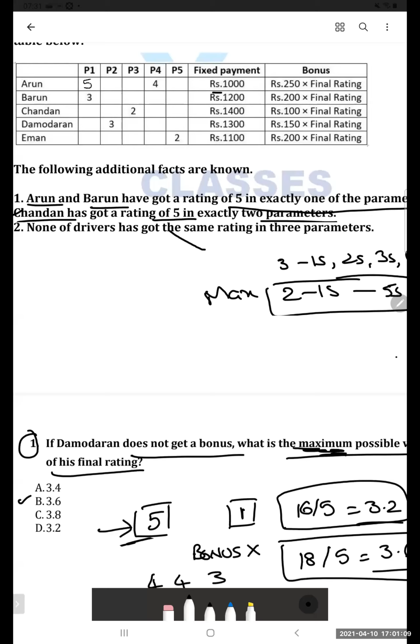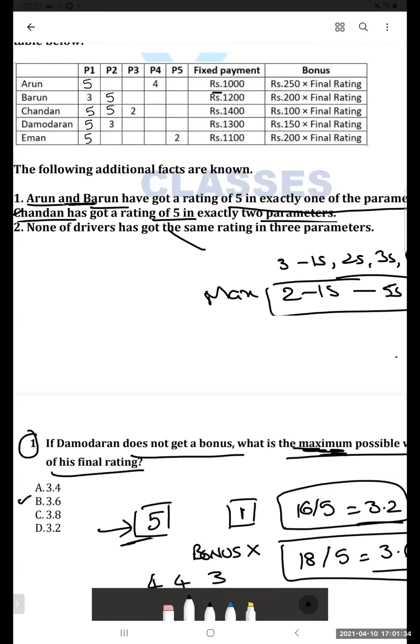Okay. We know that A got 1 5, correct? B also got 1 5 because of the condition, if you see the first condition over here, A and B got 1 5, and Chandan got a rating of exactly 5 on 2 parameters. So this is given. And since all of them got bonus, I would assume that D and E also have got 5s.